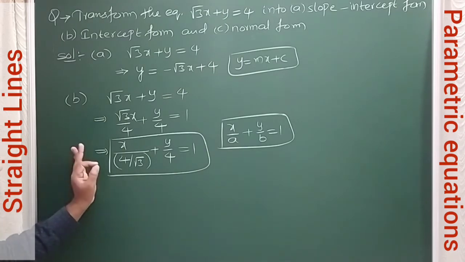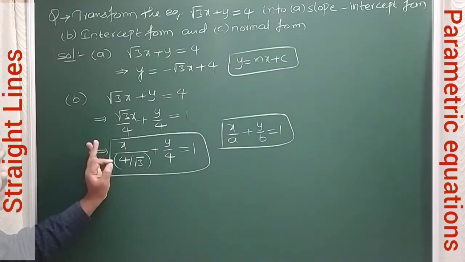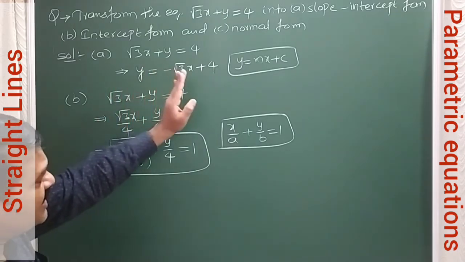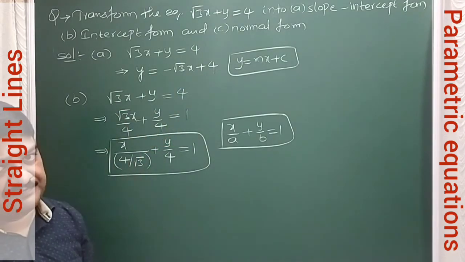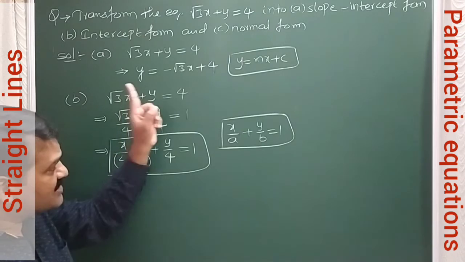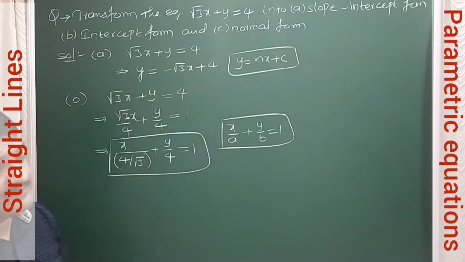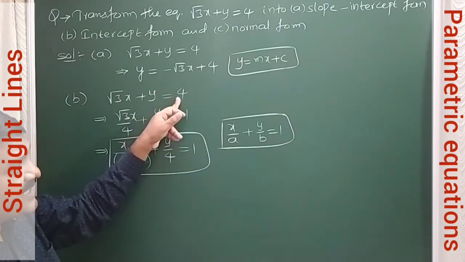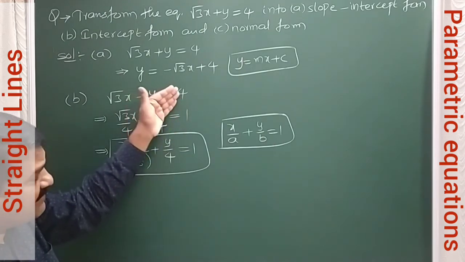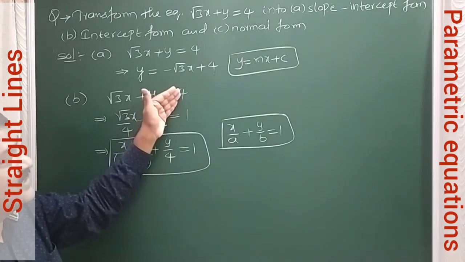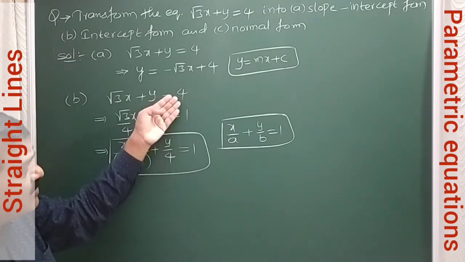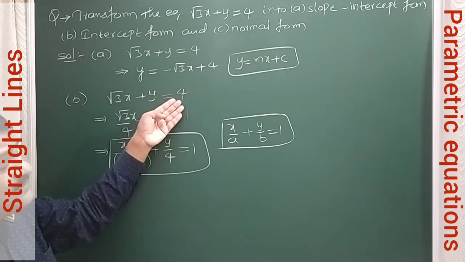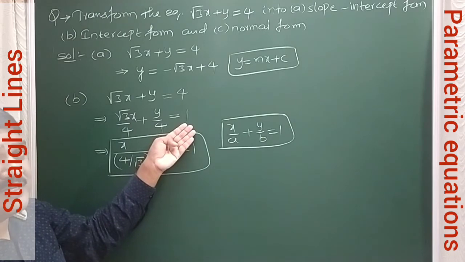So to convert into intercept form, what you will remember? First step, shift the constant to right side. And whatever constant is there in the right side, divide with that itself. So RHS must be 1. So when you divide with whatever constant you have here, automatically RHS will be 1.